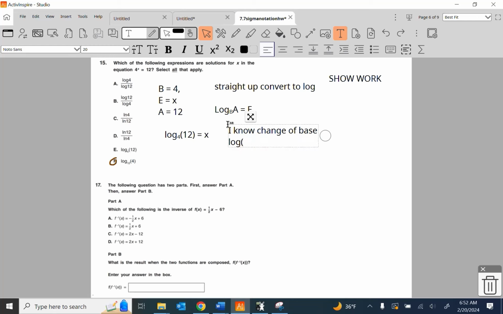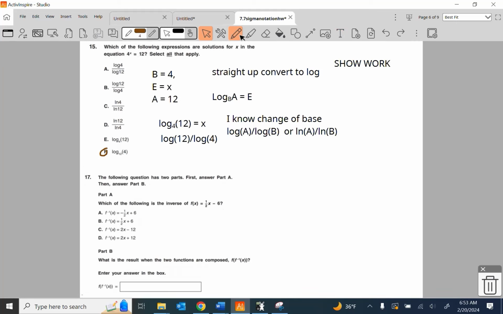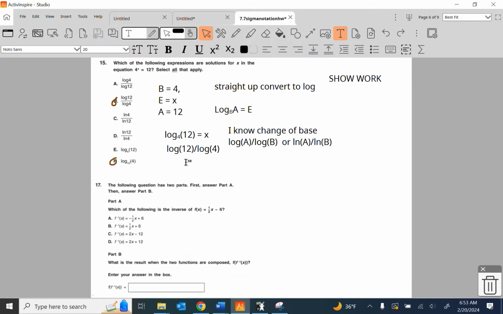I can do log of A over log of B, or I can do ln of A over ln of B. Either one of them. If I do log A over log B, this becomes log 12 over log 4. And if I use the ln's, it's the ln of 12 over the ln of 4, which is going to be choice D.